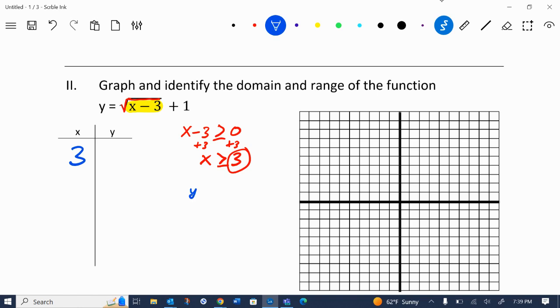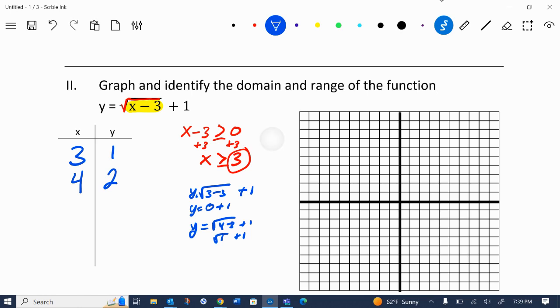And so y is equal to square root of 3 minus 3 plus 1. Put a little equals there. So that's 0 plus 1, so we get a 1. And now we'll do it with the next number up. Almost certainly, not always, but most of the time, a 1, whatever the next number up from it would work well. So that's 4 minus 3 plus 1. That's square root of 1 plus 1. That's 1 plus 1. That's a 2.